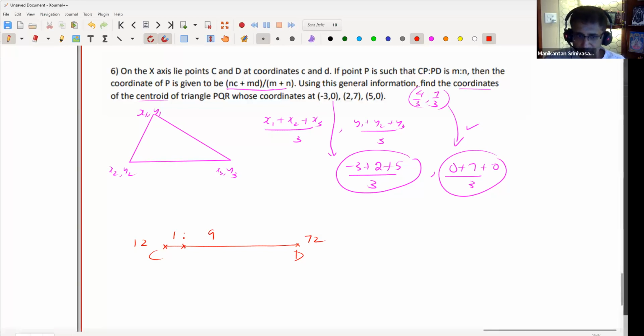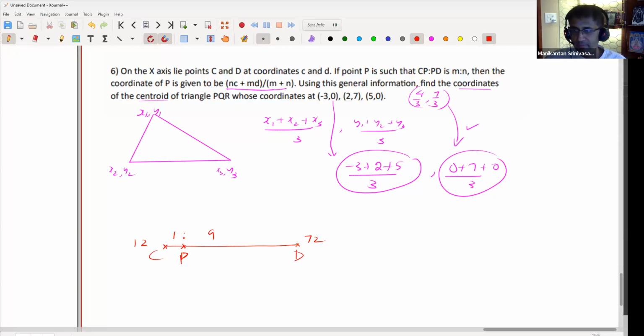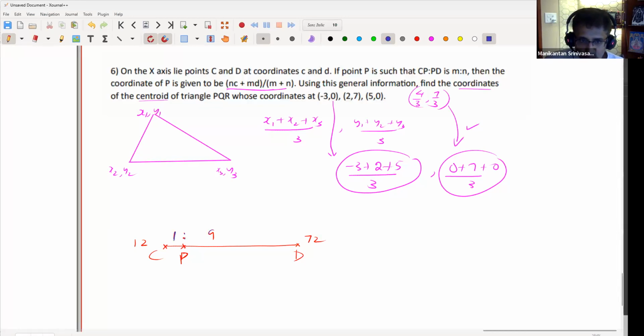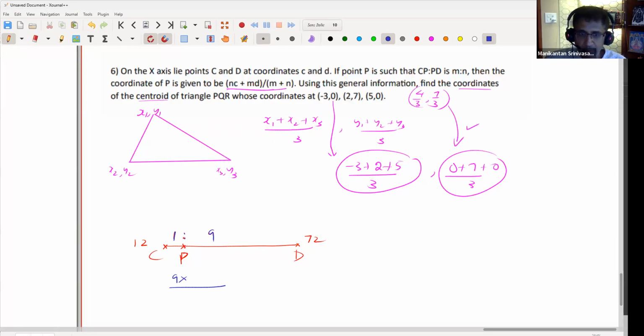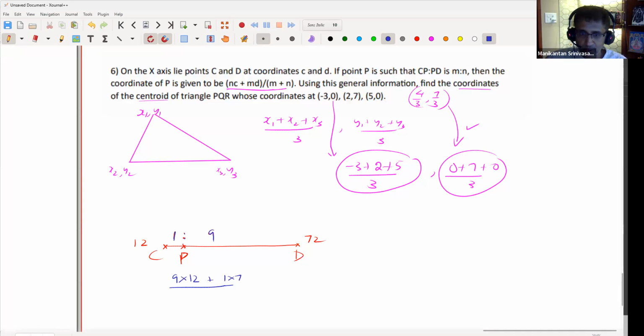Then clearly the coordinate of P should be closer to 12 than to 72, right? Because I'm splitting in the ratio 1 is to 9. So the way I do it more generally is you give a weightage of 9 parts to 12 and only 1 part to 72. So the weightage is more on 12. It's like a balance, right? So more weightage to the portion which is closer to it.